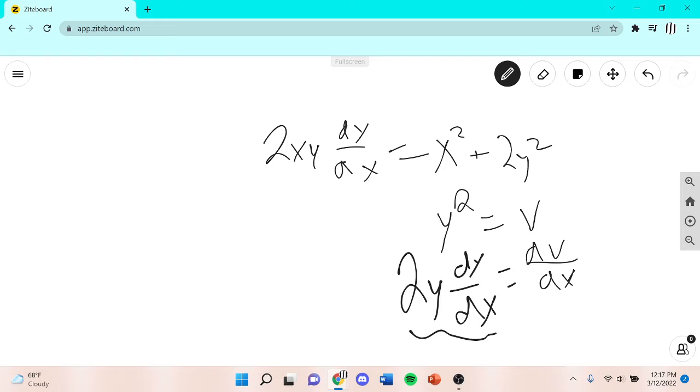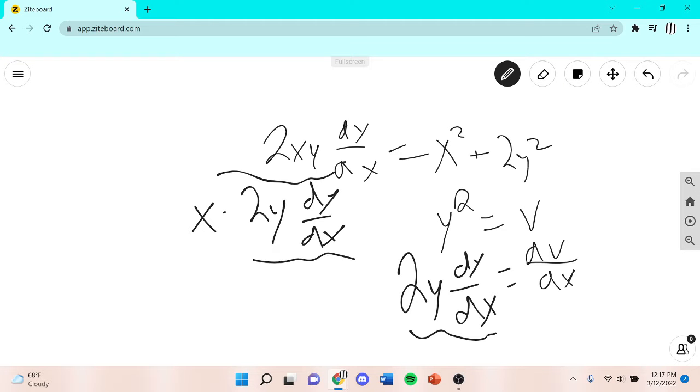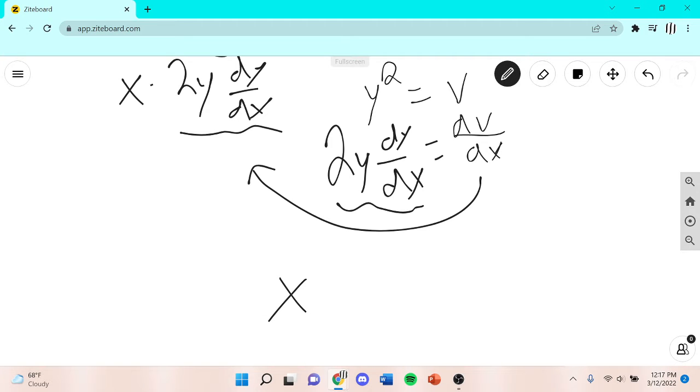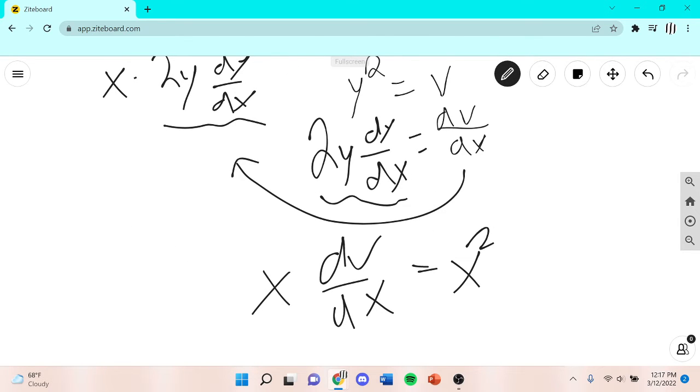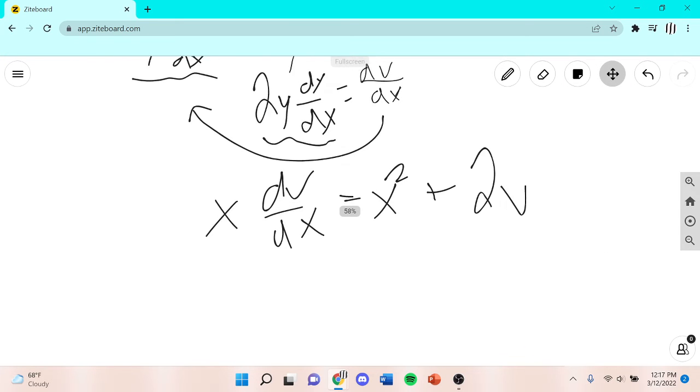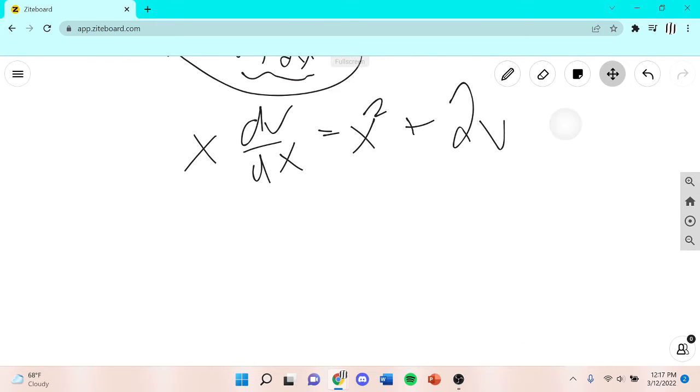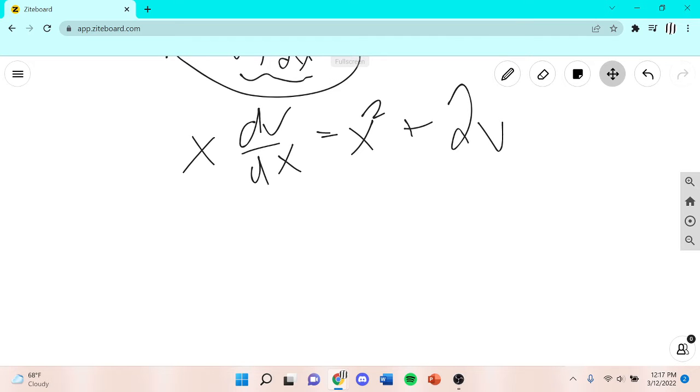So this left side is equal to this. And then we know that 2y times dy over dx is equal to dv over dx. So what we get is x times dv over dx is equal to x squared plus 2y squared, but we said y squared is v, so 2v. So that was basically the embedded part of it. Now it just becomes a regular substitution. So we're just going to minus 2v on both sides.